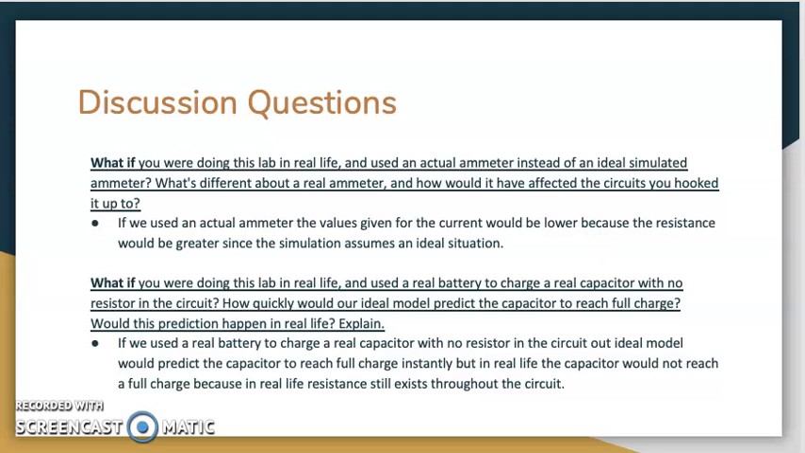For the discussion questions, I determined that if we use an actual ammeter, the values given for the current will be lower because the resistance will be greater, since the simulation assumes an ideal situation. And if we use a real battery to charge a real capacitor with no resistor in the circuit, our ideal model would predict the capacitor to reach full charge instantly, but in real life the capacitor would not reach a full charge because in real life resistance still exists throughout.